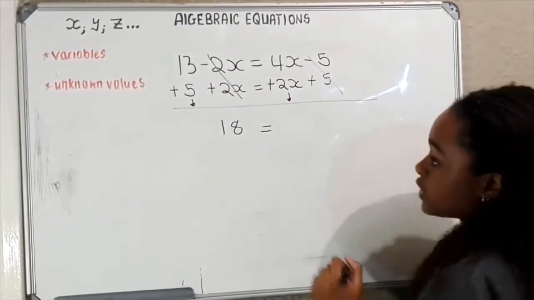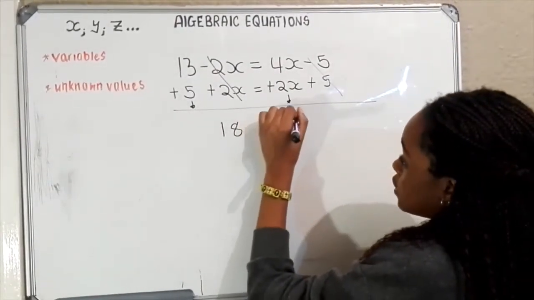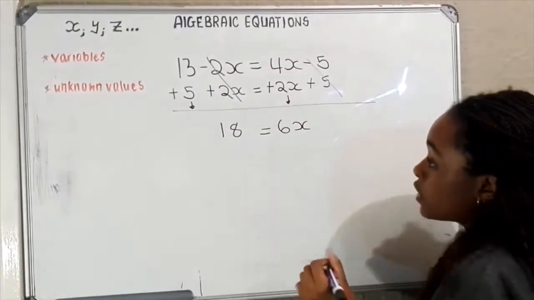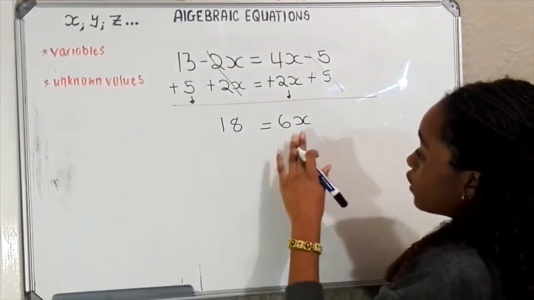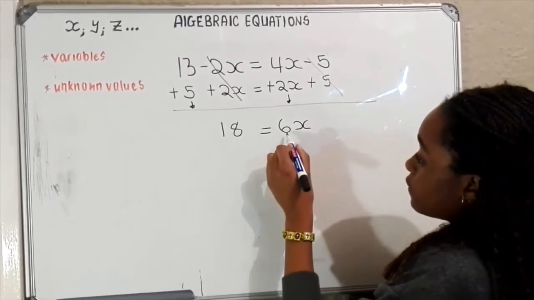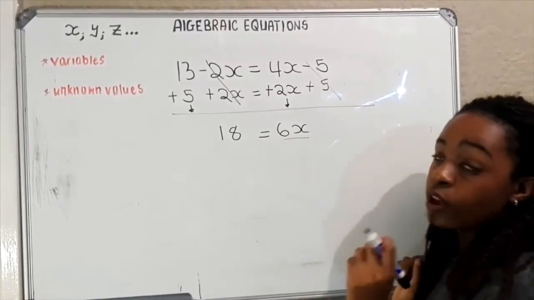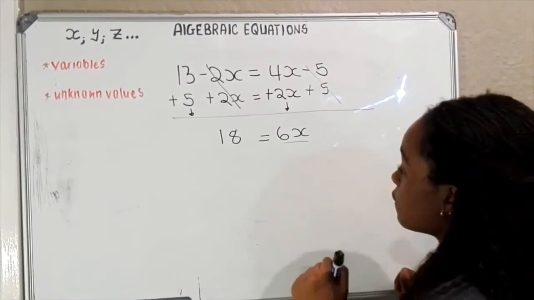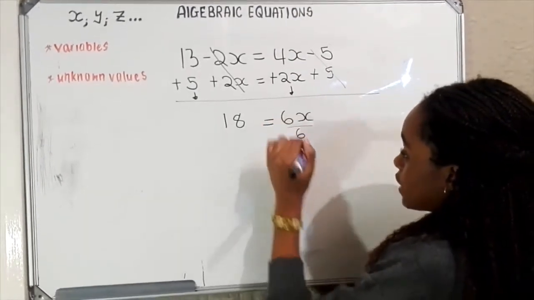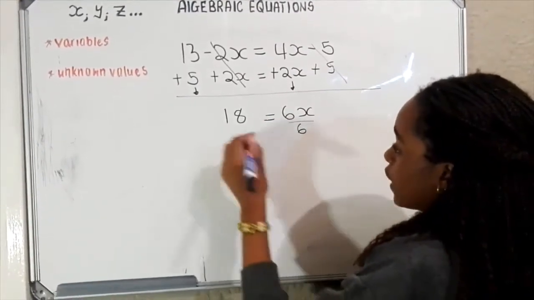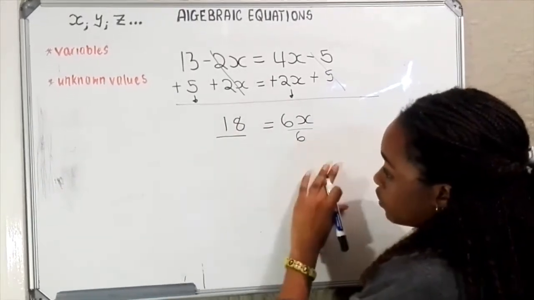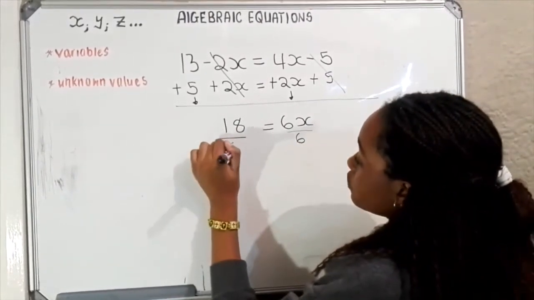4x plus 2x gives me an answer of 6x, because they are like terms, okay? So now we can find the value of x by dividing, because 6 is multiplied by x, and the opposite of multiplication is division. So we'll divide by 6, and we'll divide by 6 on both sides. Whatever you do on this side, you do on this side as well.